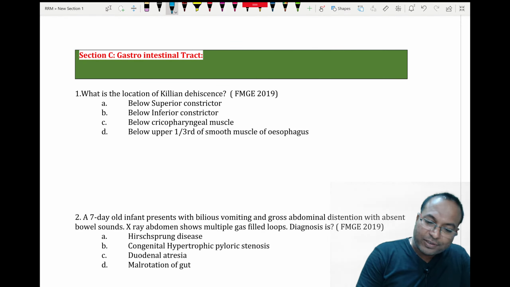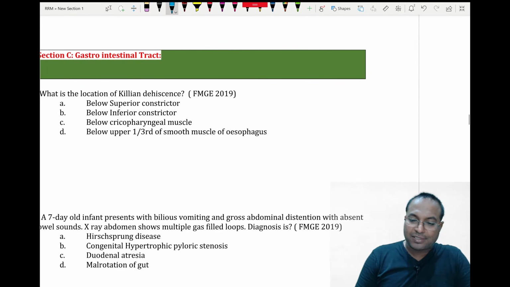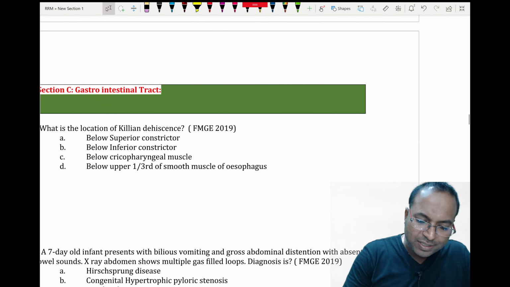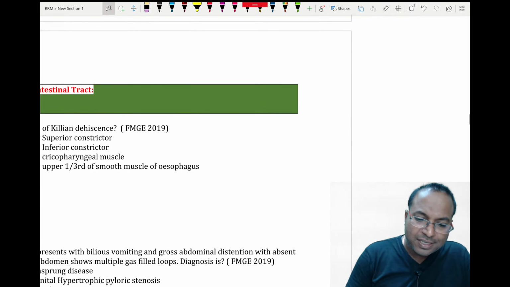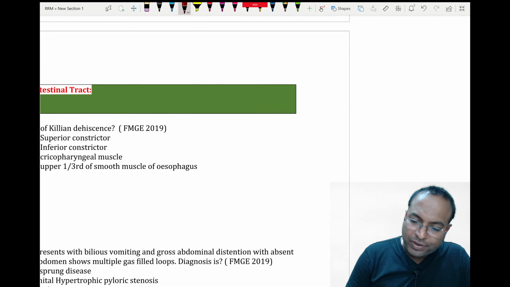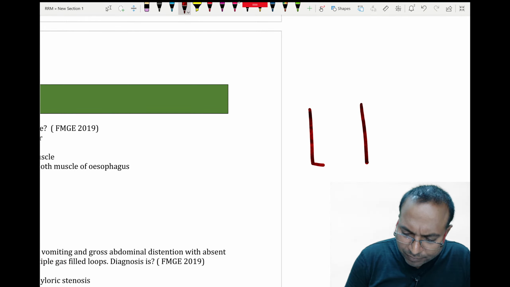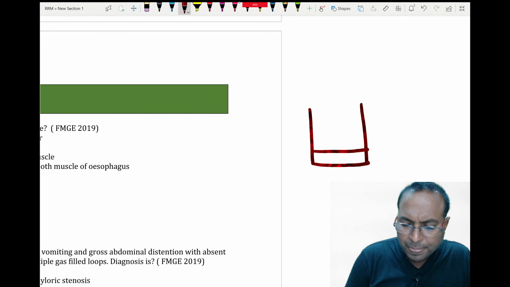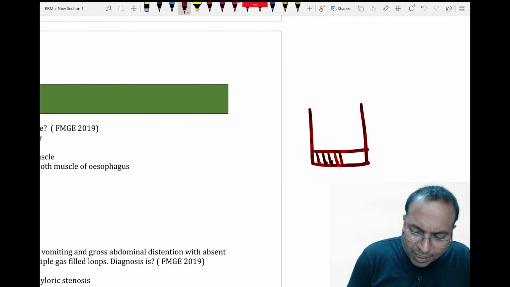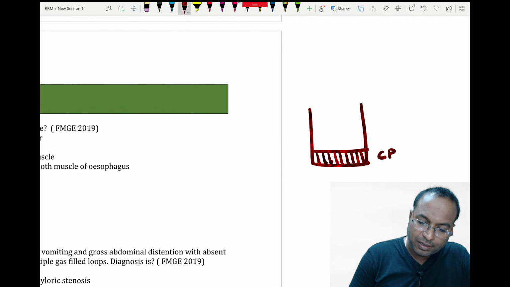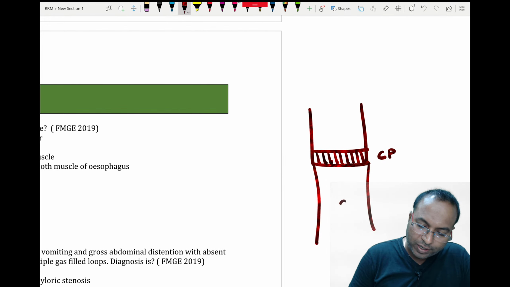What is the location of Killian's dehiscence? It's a very simple question. Killian's dehiscence is a weakness in the inferior constrictor muscle between the cricopharyngeus and the thyropharyngeus. This is the cricopharyngeus muscle. This is the esophagus. This is the midline, and this is the thyropharyngeus muscle.